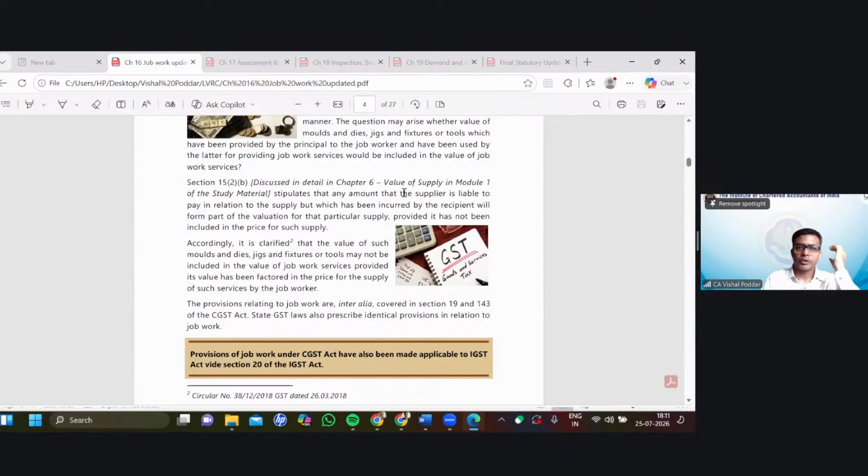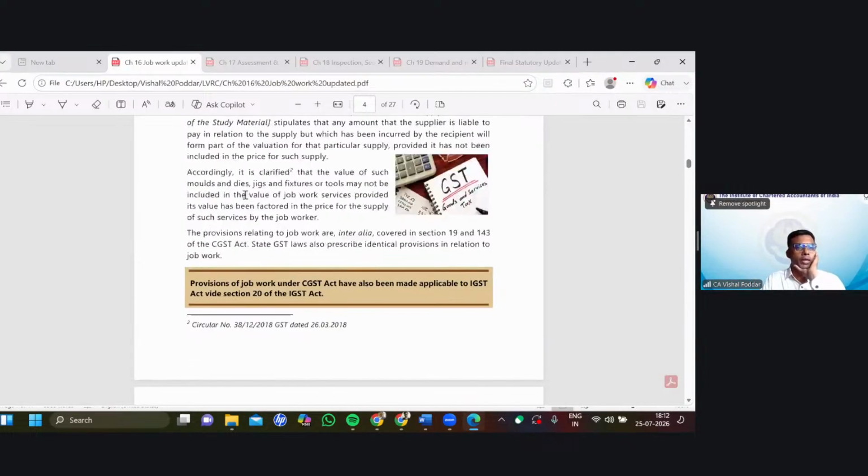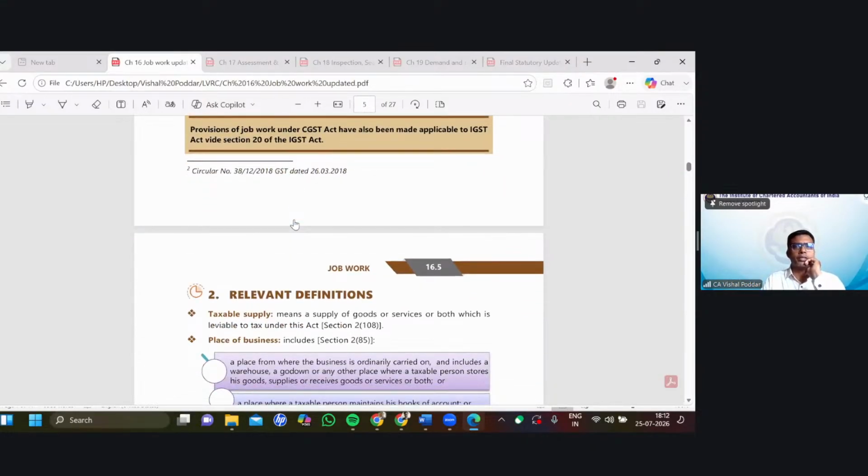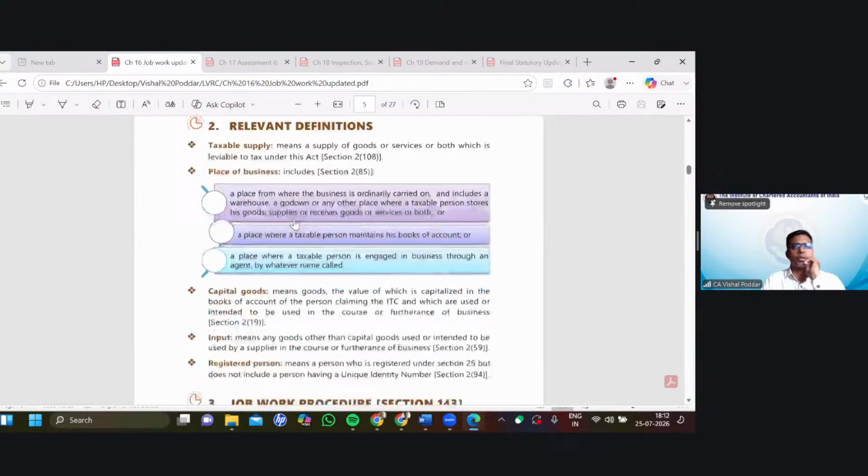Now, here comes the valuation concept. In valuation, section 15(2)(b) requires that any amount which the supplier is liable to pay in relation to a supply, but which has been incurred by the recipient, will become part of valuation, provided it is not included in the price. Accordingly, the final conclusion is that the value of such molds, dies, jigs, fixtures, tools may not be included in the value of job work, provided its value has been factored in the price for the supply of the job work service. Now, besides this, we have some very specific provisions relating to job work. So let us go to them.